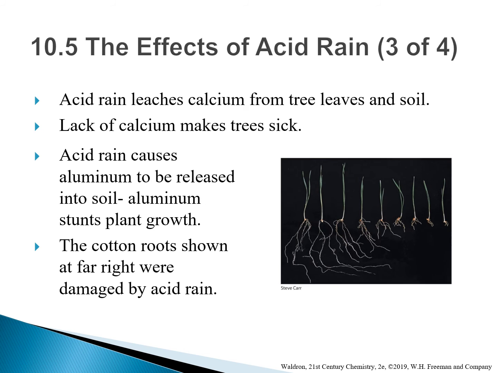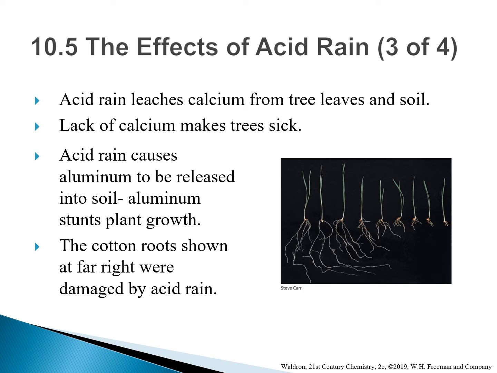Acid rain leaches calcium from tree leaves and from the soil in which the tree grows, and the calcium is lost from the tree. A tree that doesn't get enough calcium gets sick. Sick trees are more susceptible to cold and disease. And there's more. Many soils have aluminum-containing minerals that are naturally present in the soil, but in a healthy ecosystem do not dissolve and release aluminum.